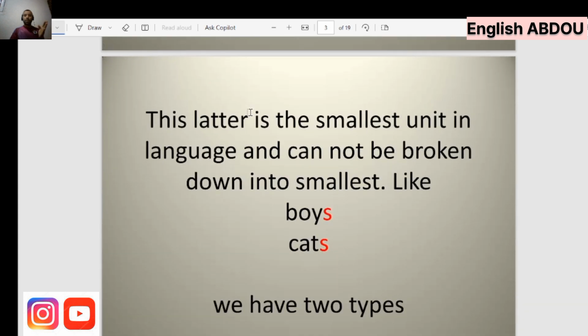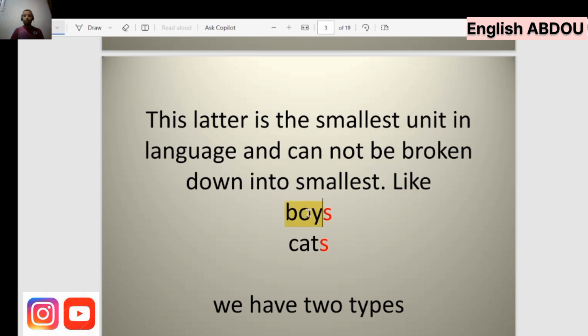And morphemes are the smallest units in language and cannot be broken down into smaller ones. على سبيل المثال, we have boy.